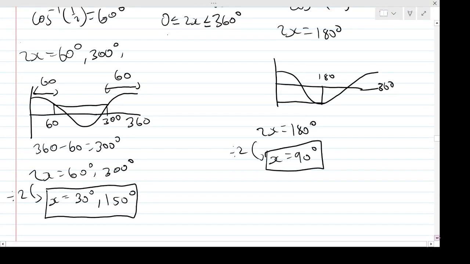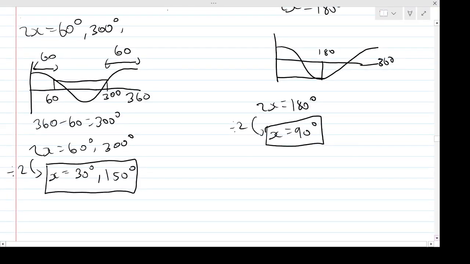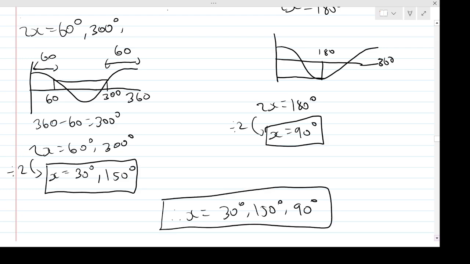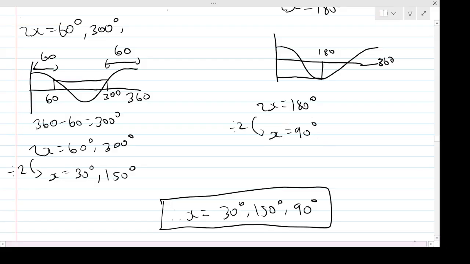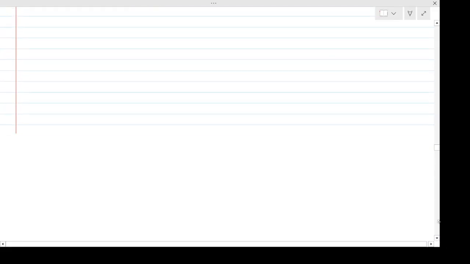Okay, so then we can combine them. So therefore, my solution is x is 30, 150, and 90, okay? Doesn't matter what order you do it in, obviously, it's not ascending order, but anyway, those are my final answers there. Cool. Right. Let's have a look at this question then.